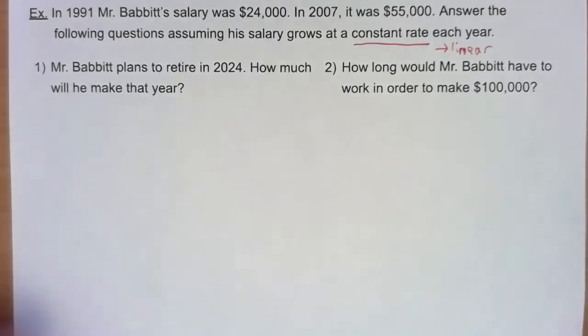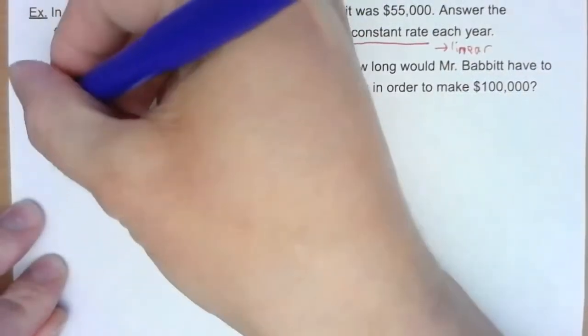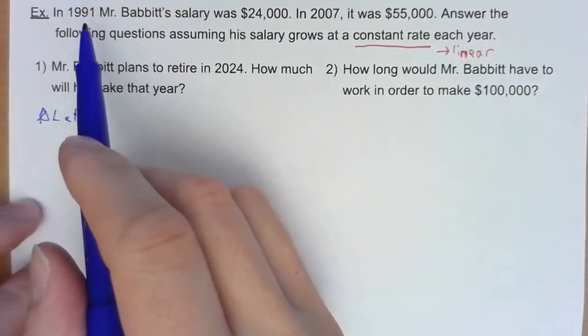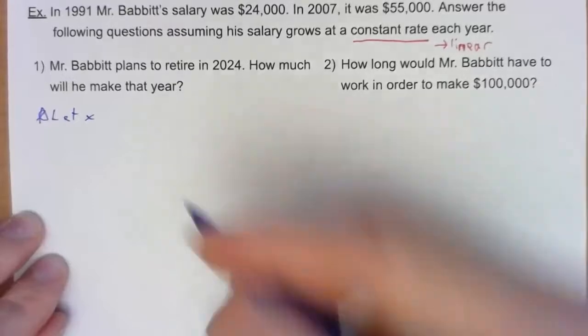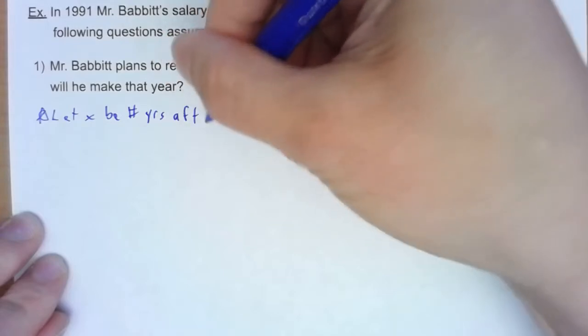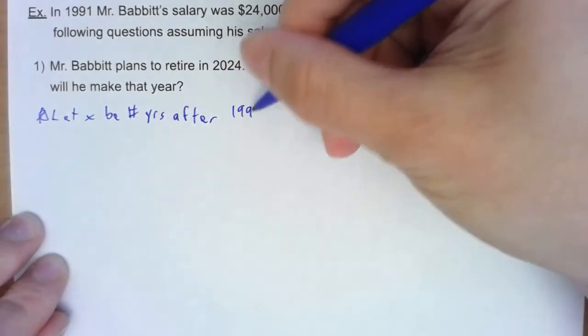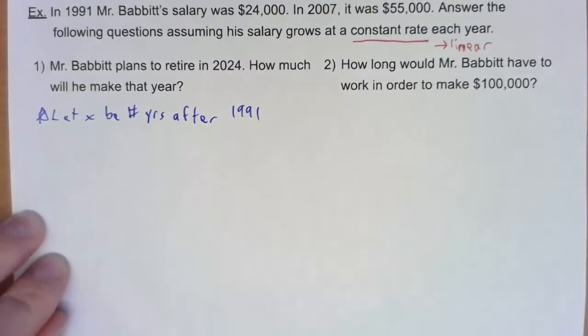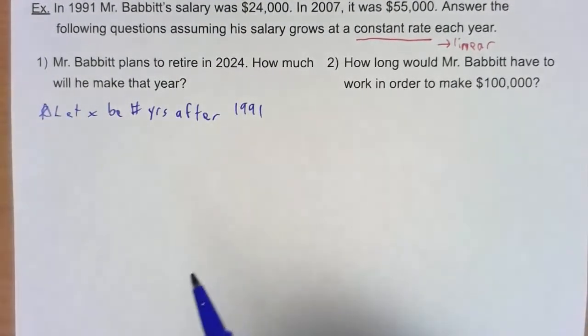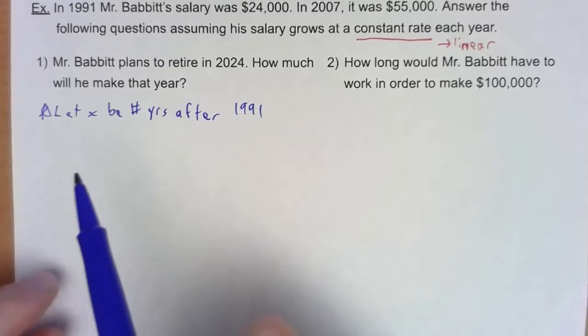And so what I'm going to do is make x be the number of years after this first year here. So let x be the number of years after 1991. And the reason I'm going to do that is that it's going to really save me a lot of work here. I'll show you in just a second.